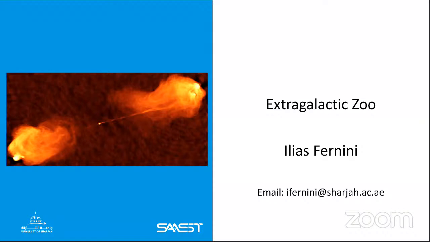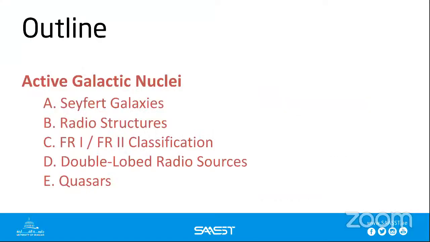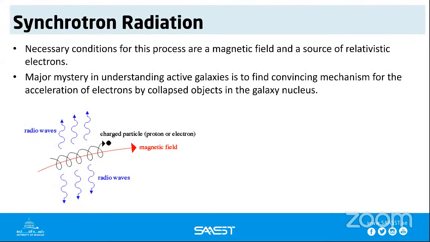So let me end up with this lecture, Extragalactic Zoo. So you have heard galaxy formation, galaxy classification, our Milky Way, Milky Way wavelengths. So let me put all of this into perspective and let me talk about what you call the extragalactic zoo. So what we have outside is like a zoo of so many different celestial objects. You heard spiral, you heard irregular, you heard elliptical. Let me add more to it. Let me add what we call the active galactic nuclei. Let me talk about Seyfert galaxies, radio structures of these AGN, FR1, FR2 classification, double lobe radio sources, and also at the end, quasars. These very, very sophisticated celestial objects.